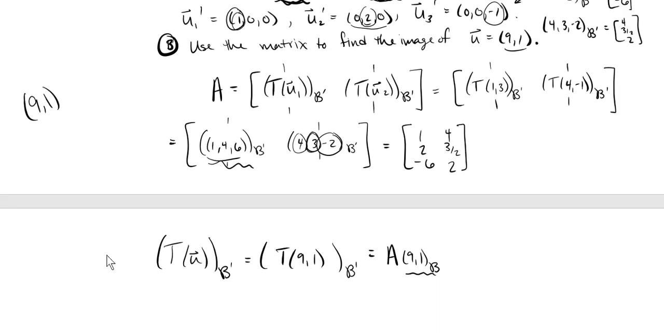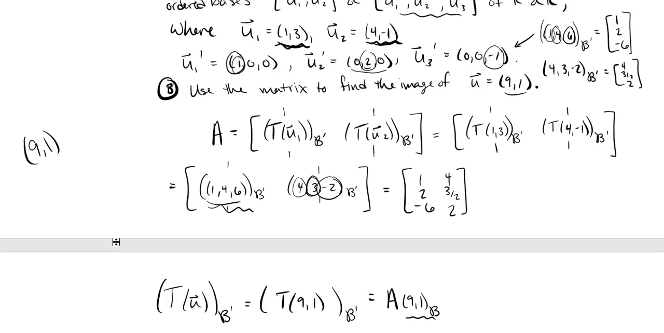So what do we have? Can we just eyeball this? Let's see. What if we take 2U2 plus 1U1? 2U2 would be 8, -2. 1U1 is 1, 3. Add them up, you get 9, 1. So it looks like I found a linear combination of the domain basis vectors that makes 9, 1.